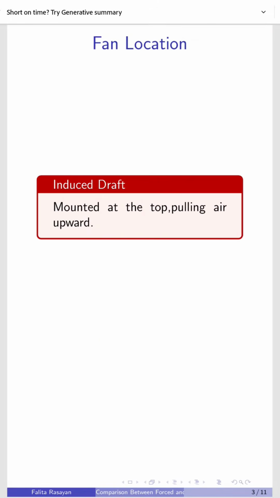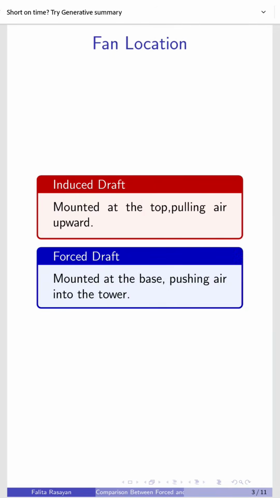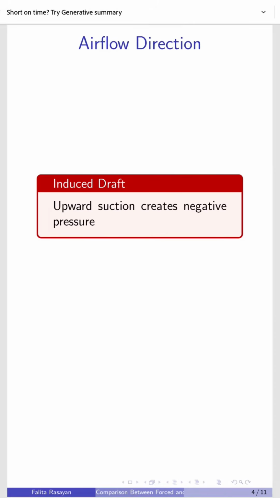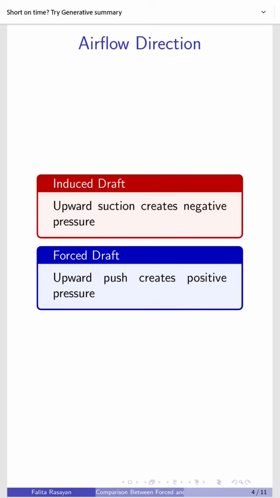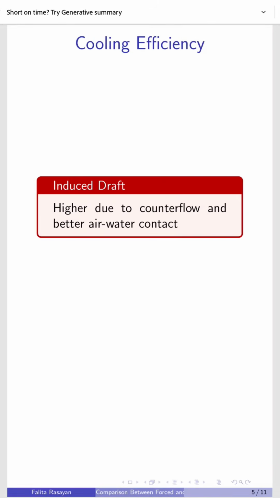So the fan location: in case of the induced draft, the fan is mounted at the top, while in case of the forced draft, the fan is mounted at the bottom. The airflow direction: induced draft creates negative pressure and the forced draft creates a positive pressure by pushing. So induced draft does some sort of sucking and forced draft does some sort of pushing.